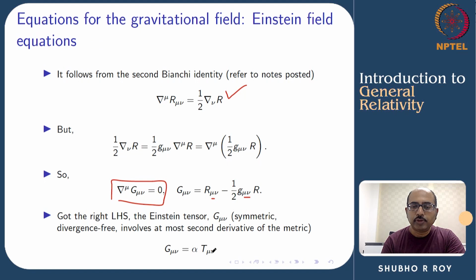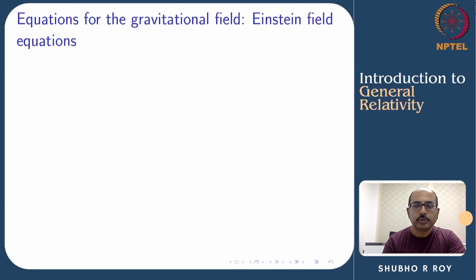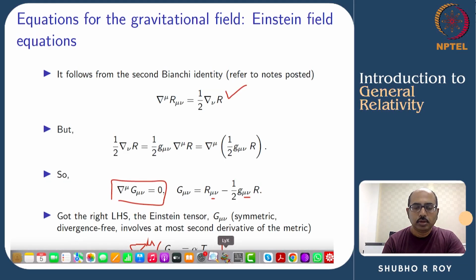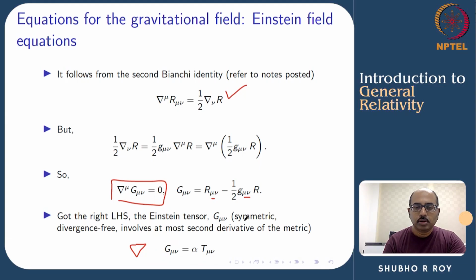So now we can consider the equation. Instead of R mu nu equals alpha T mu nu, we can consider G mu nu equals alpha T mu nu, and this would be consistent with the covariant conservation law for energy because del mu of both sides will vanish. Okay, so this is the Einstein field equation, G mu nu equals alpha T mu nu, and the only job that remains to be done is to figure out what this constant alpha is.